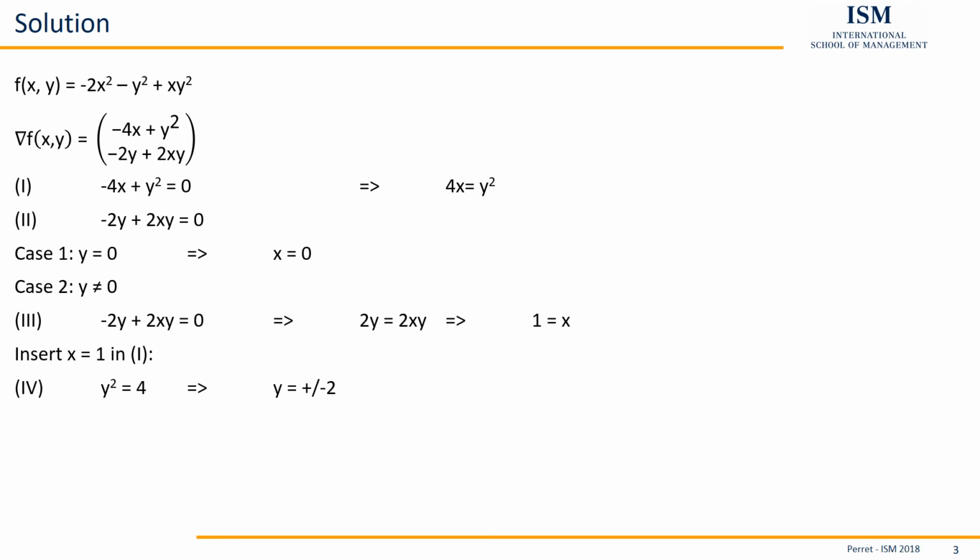So we see in this context we have three possible solutions. x and y 0, x being 1 and y being plus 2, and x being 1 and y being minus 2. That's our three possible extrema. Then we need to test all three of them, whether they are maxima, minima, or if neither, saddle points.